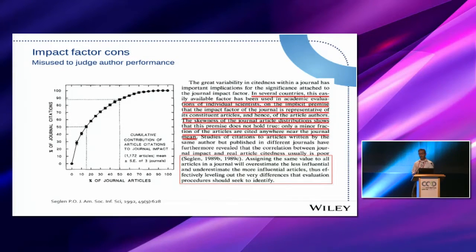So the take-home message here is that the impact factor measures the journal. It shouldn't be used to measure individuals. And Seglen's point says it well here, that basically the impact factor is an average. So if you're measuring someone by the average of a journal, you're not actually measuring their actual input into the journal.